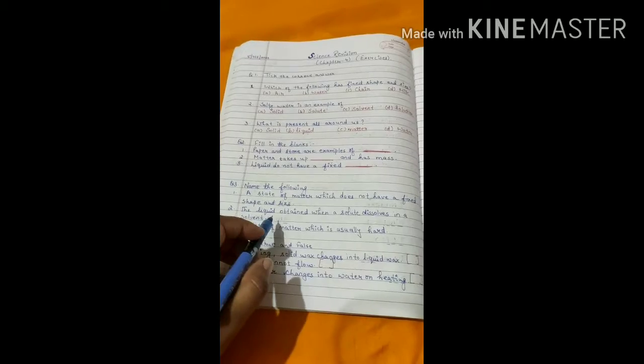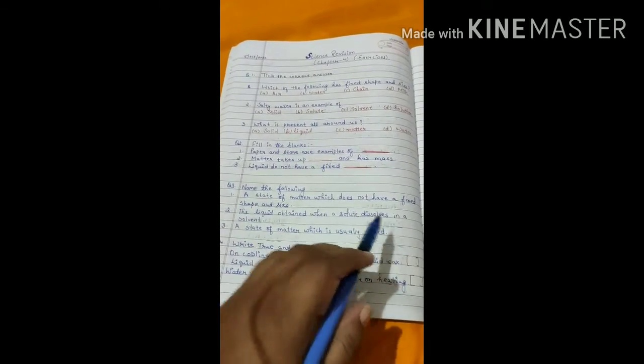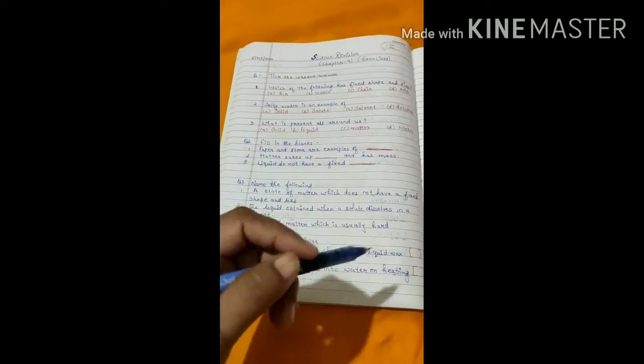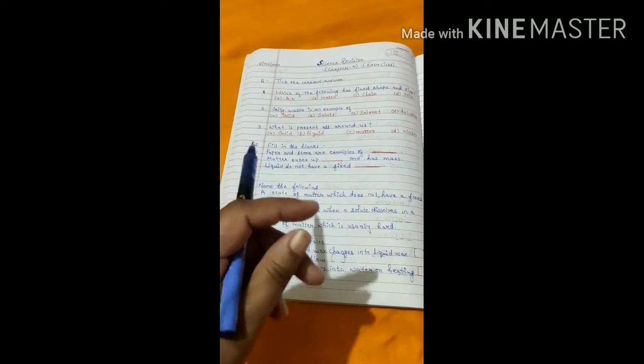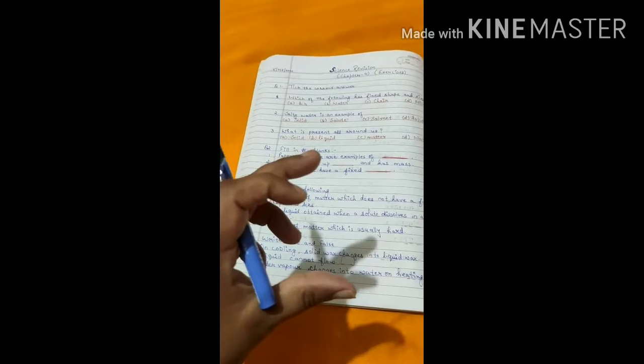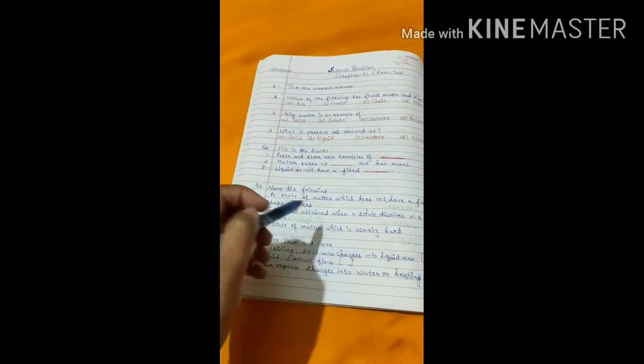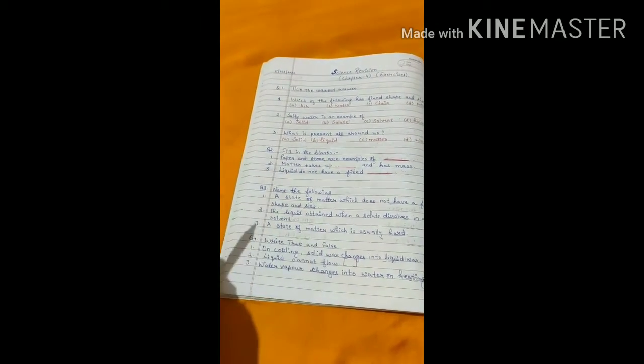Second one: the liquid obtained when a solute dissolves in a solvent. The liquid obtained when a solute dissolves in a solvent means two things which, when mixed together, make a mixture of that thing. That is known as dash. You have to write down the answer over here.